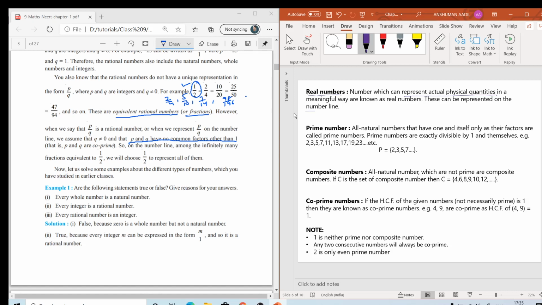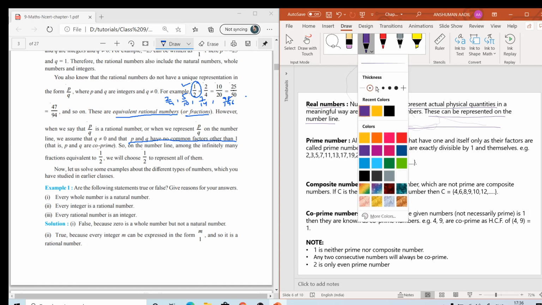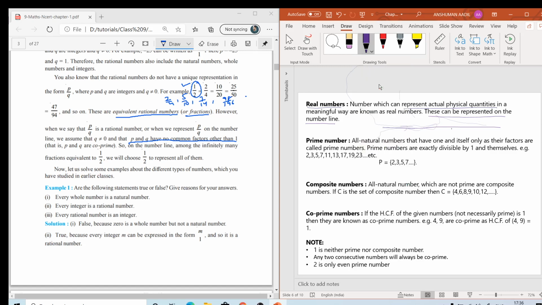And they can be represented on a number line. I told you that on a number line we can represent real numbers. On the number line we can represent 0, 1, 2, 3, minus 1, minus 2 and minus 3, like this.